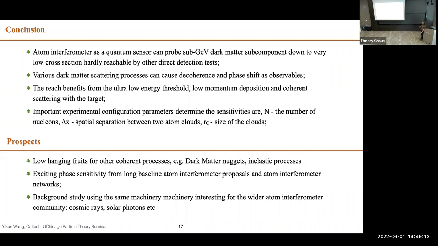Also, this is something I'm really passionate about: thinking about the long baseline experiment, and how the long baseline can help us increase the sensitivity on the phase. And lastly, it's a fine calculation, and probably interesting beyond the dark matter community, that we can use this formalism to calculate all the backgrounds, cosmic rays, solar photons, and just change the flux. Hopefully that can be useful for experimental communities as well. I think that is all I want to talk about today. Thank you so much for listening to the talk.